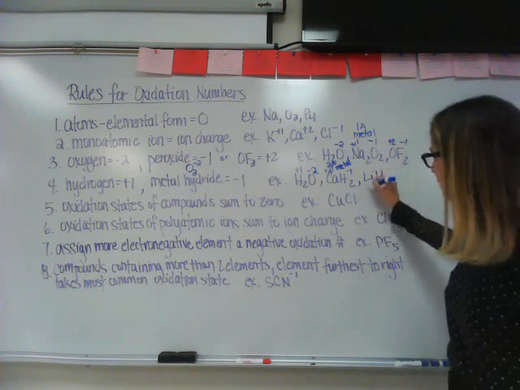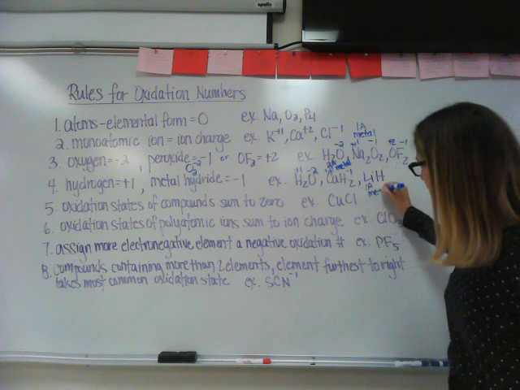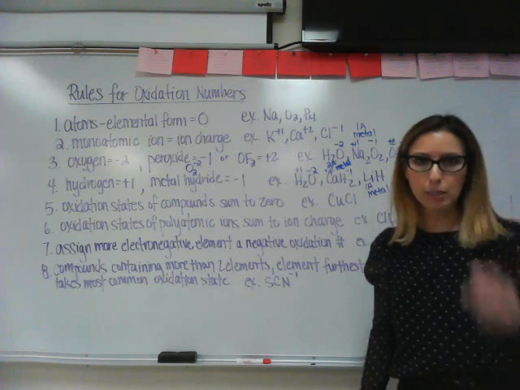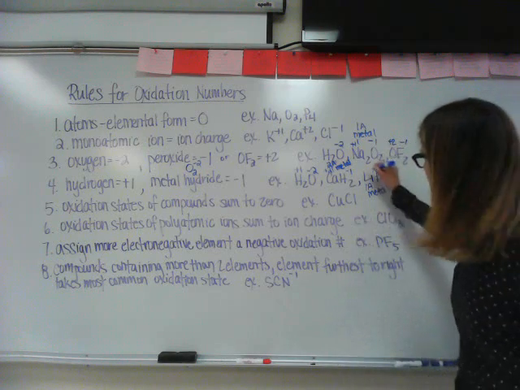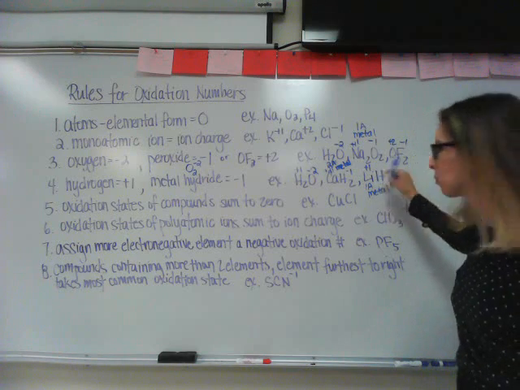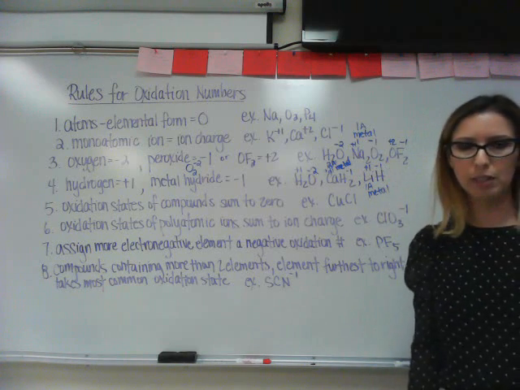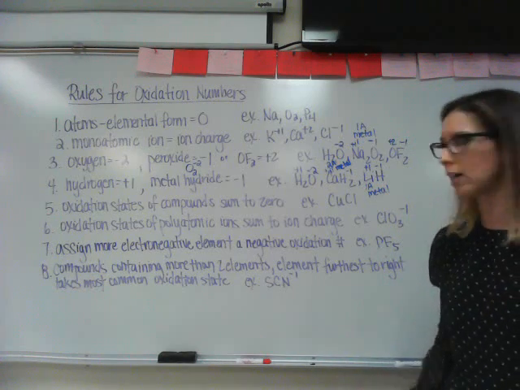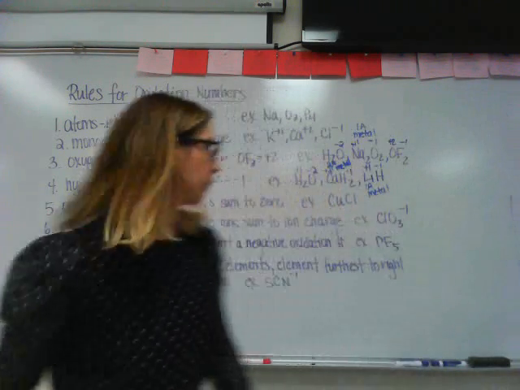LiH. Lithium is a group 1A metal. That means its oxidation number is going to be the same as its charge, which is a +1. And since lithium is a metal, hydrogen has to be a -1, because this is hydrogen with a metal. We call these metal hydrides. That's when hydrogen has an oxidation number of -1.